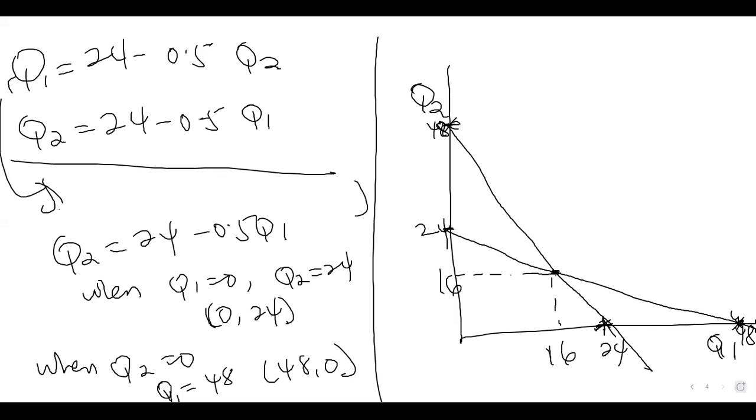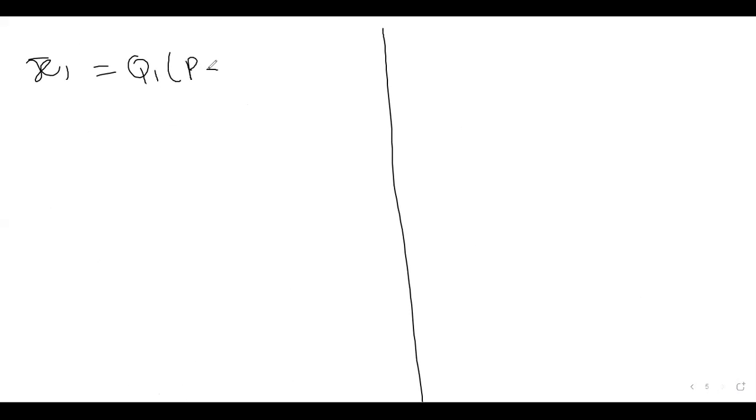Okay, now let's go and find the profit for the two firms. Now remember that profit for firm 1 is equal to quantity 1 into bracket the industry price minus the average variable cost of firm 1, which is the same as the marginal cost, minus the fixed cost of firm 1.